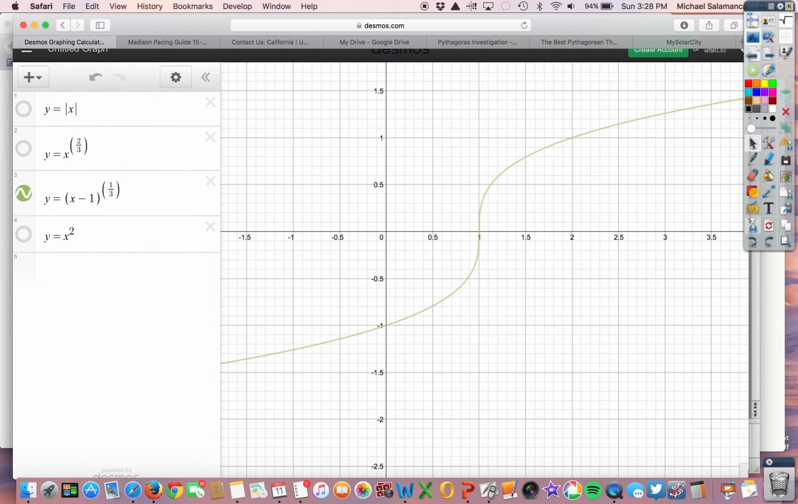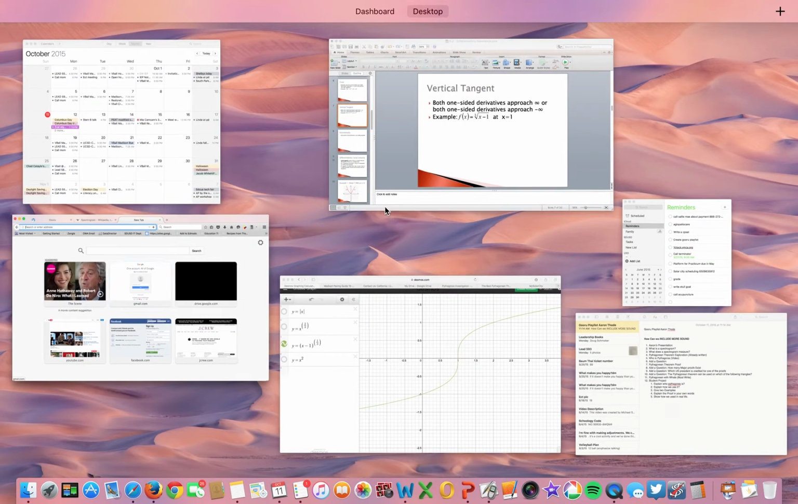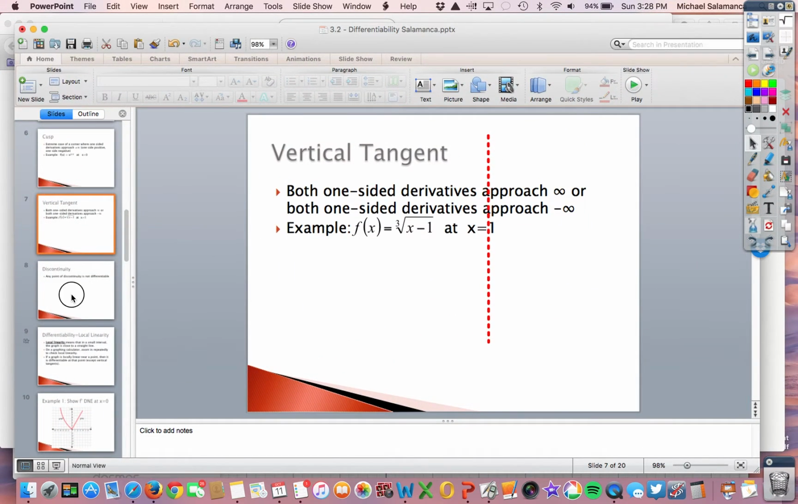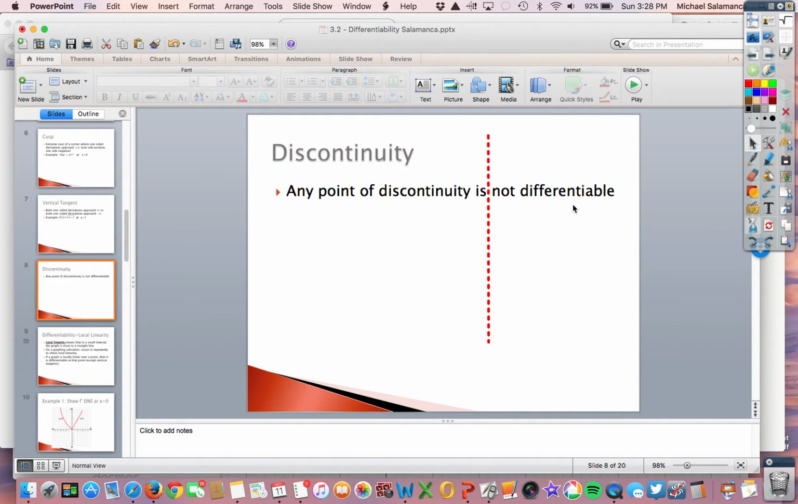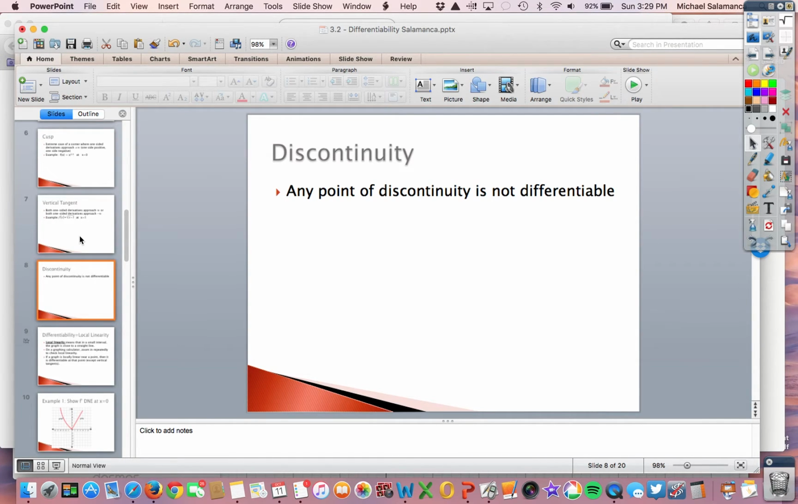We have the following graph, and you'll see here at x equals 1 we have this vertical tangent, which is not going to be good for us when we're trying to find that tangent because they're going towards infinity and negative infinity. So let's go back. And then of course, discontinuity. So any point that is discontinuous is not differentiable. Those are the most basic ones. So again, that is a corner, a cusp, a vertical tangent, or a point of discontinuity.